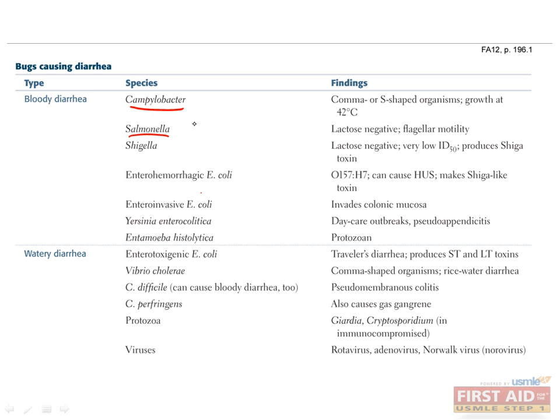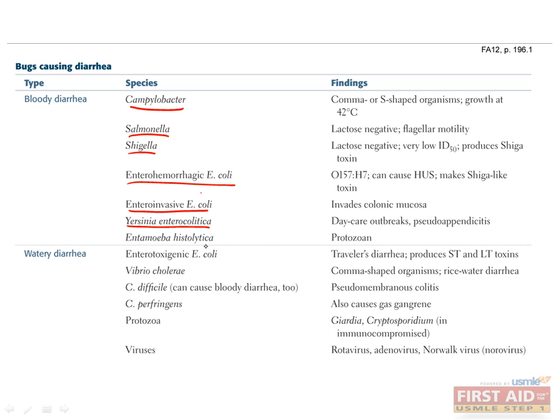Salmonella can also cause bloody diarrhea, as can Shigella. Keep in mind that Shigella has a very low ID50, which means that very few microorganisms are required to cause an infection. Enterohemorrhagic E. coli, or E. coli O157:H7, also causes bloody diarrhea, and similar to Shigella, produces a Shiga-like toxin. Enteroinvasive E. coli can cause dysentery, which includes bloody diarrhea, by causing necrosis and inflammation of the colonic mucosa.